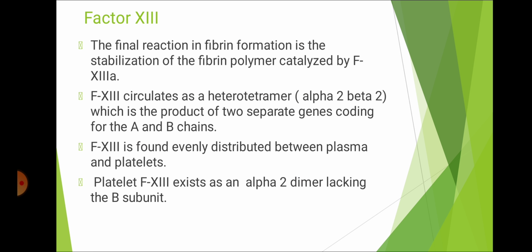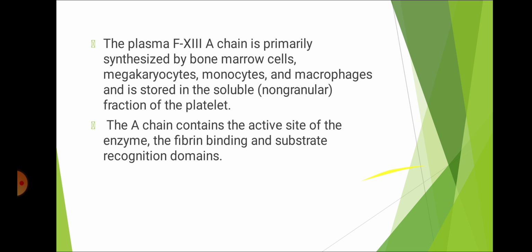Factor 13. The final reaction in fibrin formation is the stabilization of fibrin polymer catalyzed by factor 13A. Factor 13 circulates as heterotetramer A2B2, which is the product of two separate genes coding for the A and B chains. Factor 13 is found evenly distributed between plasma and platelets. Platelet factor 13 exists as an A2 dimer lacking the B subunit.